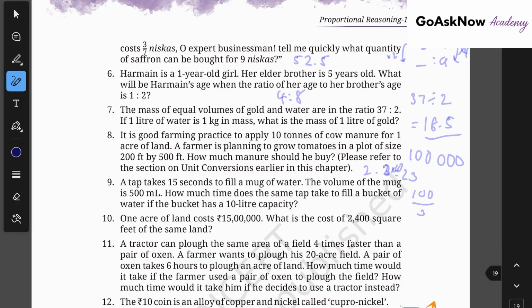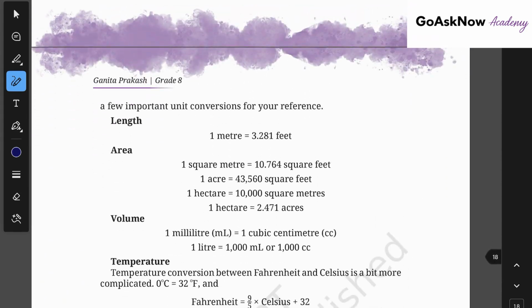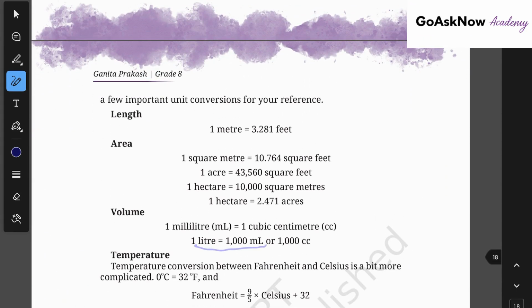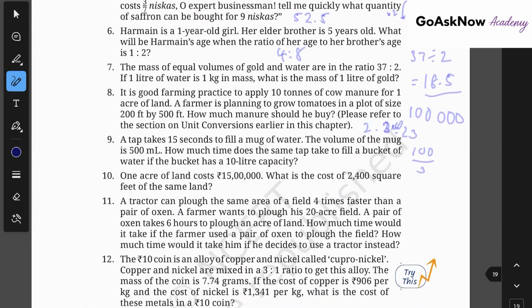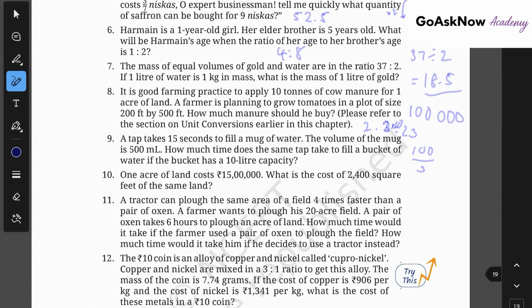Since we have to fill a 10-liter capacity, 10 liters is also 10,000 milliliters based on the conversion. Over here, 1 liter is 1,000 milliliters, so 10 liters is 10,000. So we do 10,000 divided by 100 over 3. So you should get 300 seconds as your answer to fill 10-liter capacity.